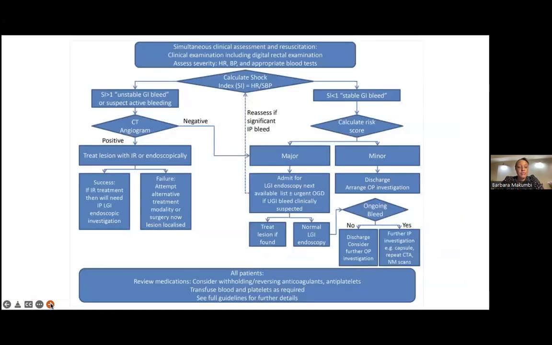This is just a summary of everything that I've said, similar to the diagram I showed previously.